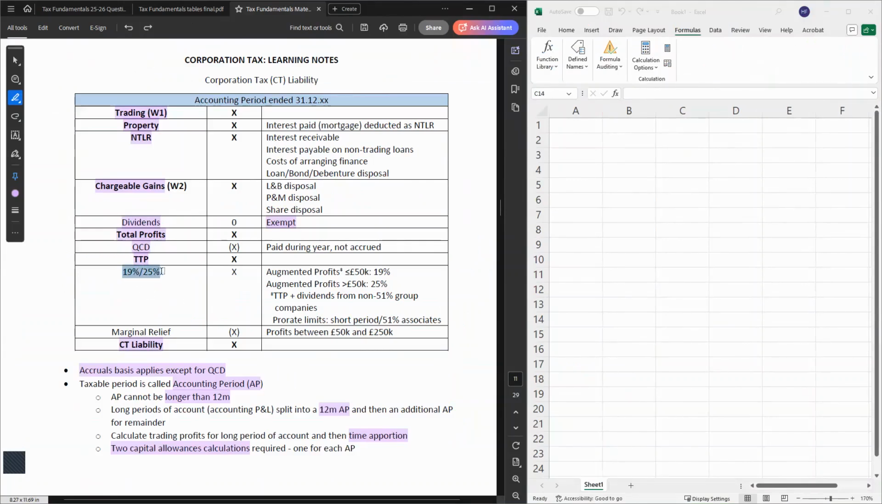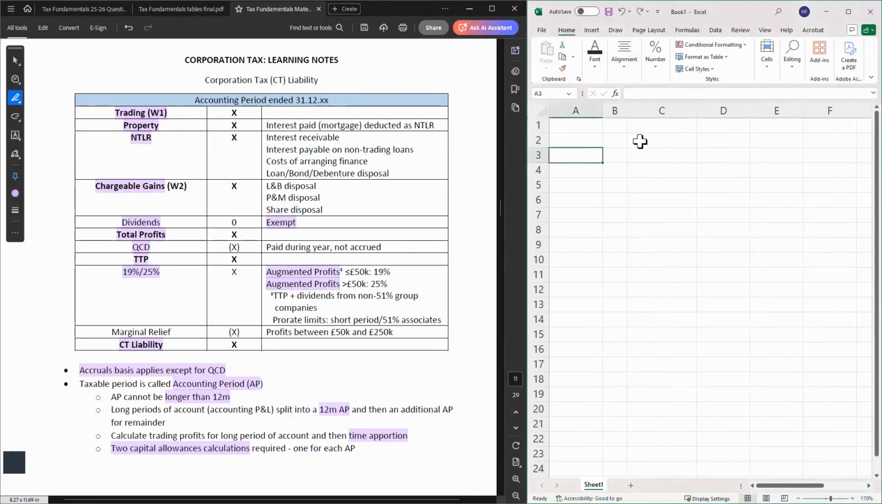As you can see from the notes, there are 2 rates here for corporation tax, 19% and 25%. And the tax rate depends on the level of augmented profits. So let's look at how we would calculate the augmented profits. As you can see, the notes tell us that augmented profits are total taxable profits plus dividends from non-51% group companies. So generally, total taxable profits plus dividends received.